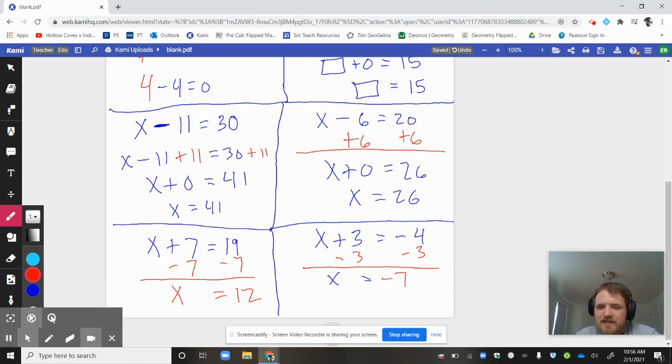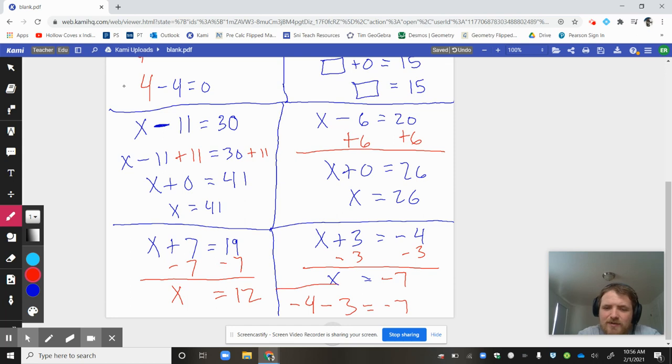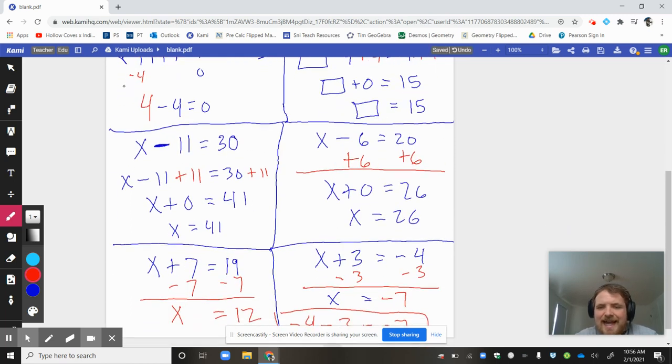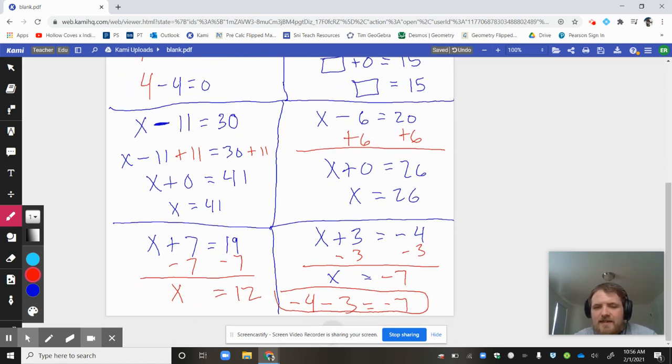So that's why this question is a little bit harder, because we had to do -4 minus 3 to get -7, which is super difficult. People really have a hard time with subtracting with a negative number. So as long as you can do this stuff up here, where you're just adding or subtracting one thing to both sides, you're doing great.